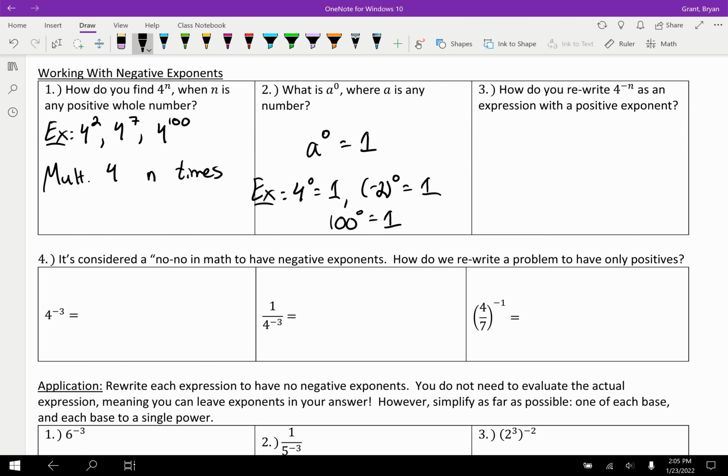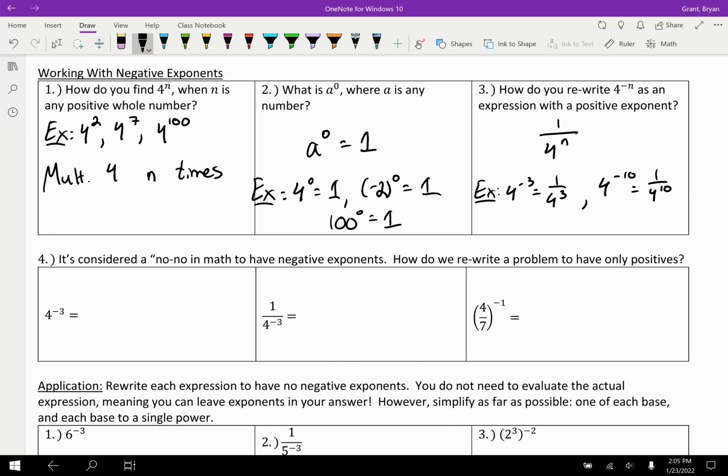How do you rewrite 4 to the negative n as an expression with a positive exponent? Well, you do 1 over 4 to the n. So a few examples here. If you had 4 to the negative 3rd, it would be 1 over 4 cubed. If you had 4 to the negative 10th, it would be 1 over 4 to the 10th. There are no negatives involved here. It's all about multiplying and dividing from 1, and because you start at a positive number, your answers will always be positive.